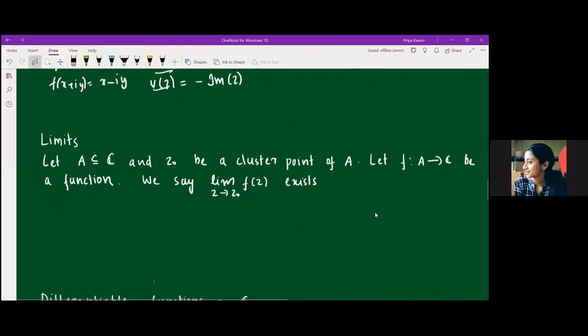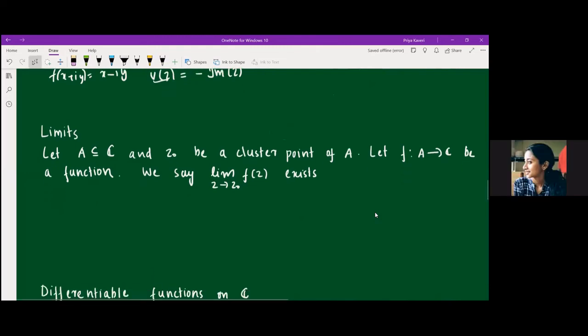Let's see the limit, that is, limit of a function. So let A be a subset of C and z naught be a cluster point of A. So that z naught need not be a point of A. Let f from A to C be a function. We say the limit as z tends to z naught of f of z is L if, given epsilon positive, there exists a delta positive such that whenever |z minus z naught| is less than delta, then |f of z minus L| is less than epsilon.